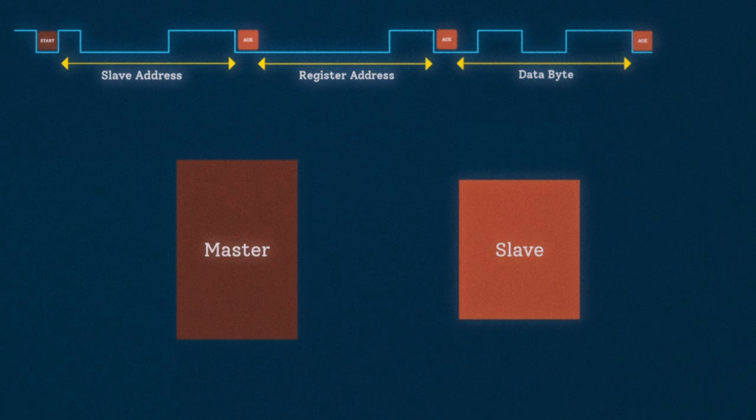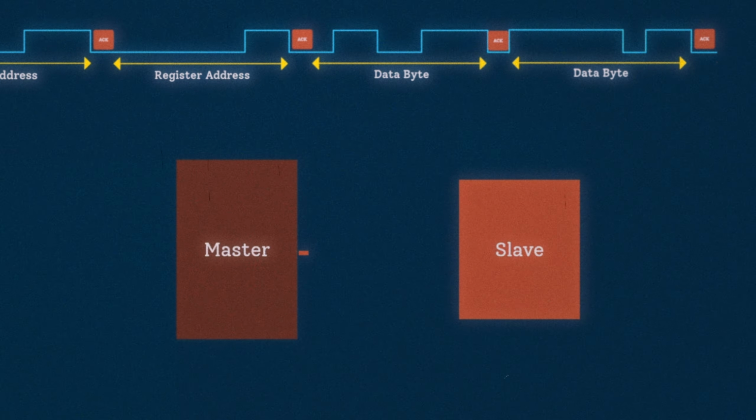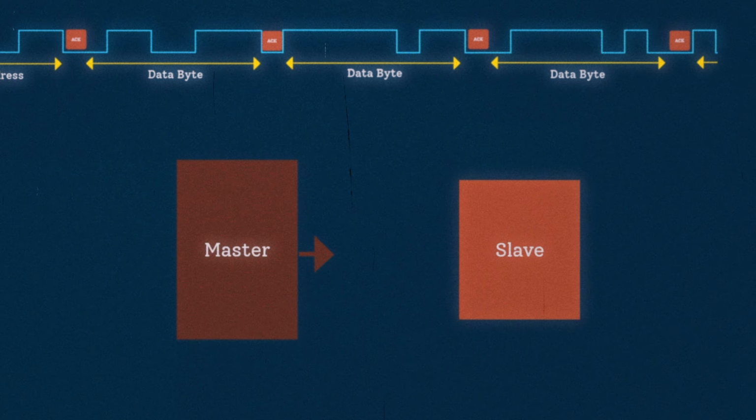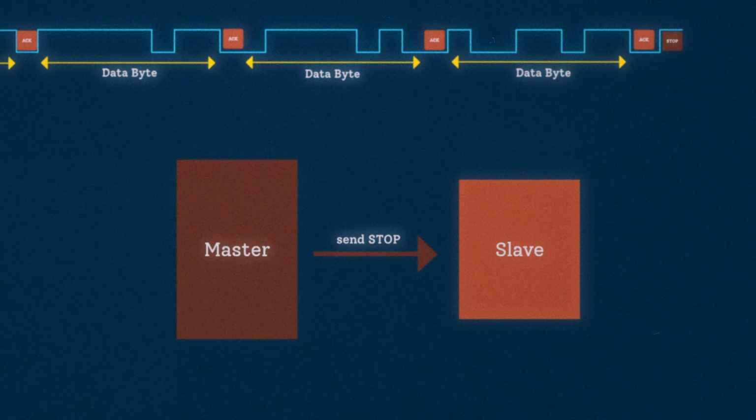Writing multiple bytes of data is largely the same. The difference is what the master does after the slave sends an acknowledgement to the first byte of data. Instead of sending a stop signal, the master sends another byte of data, which the slave acknowledges. Then the master sends another byte, and so on and so forth until the master finally sends a stop signal, indicating that it has written all the data that it wants to.